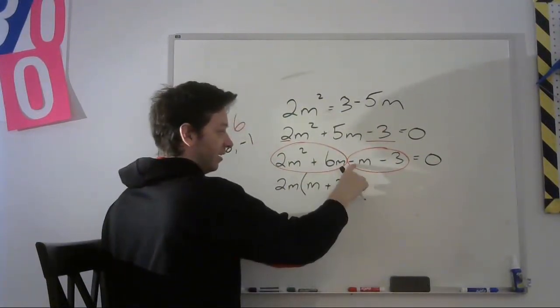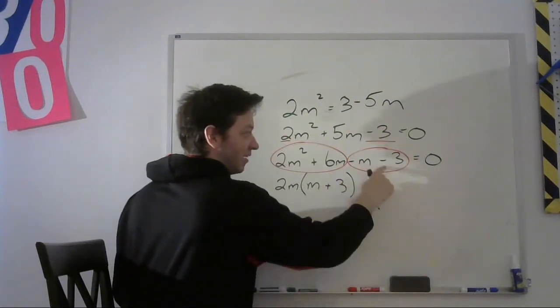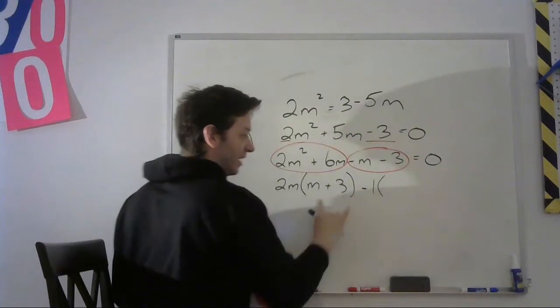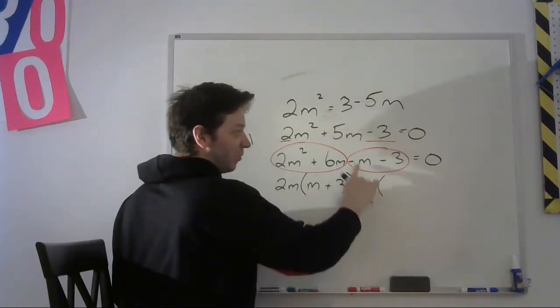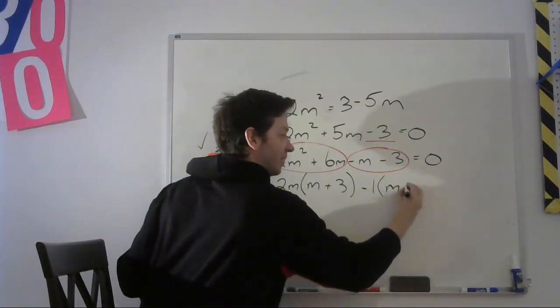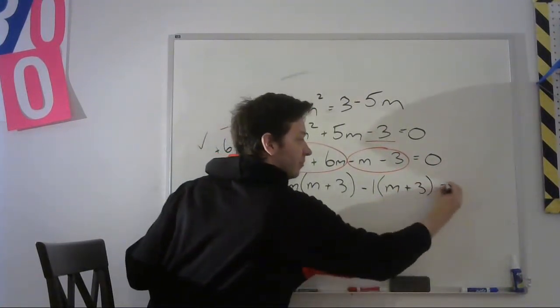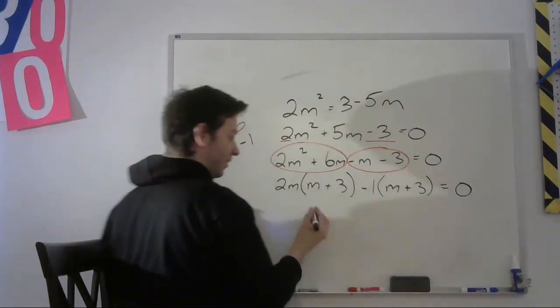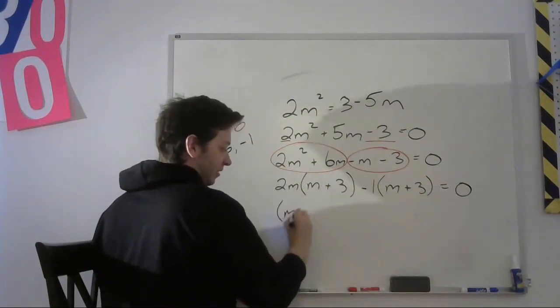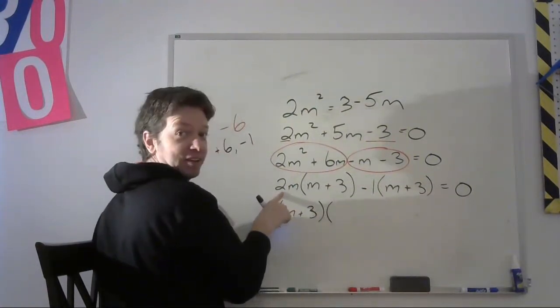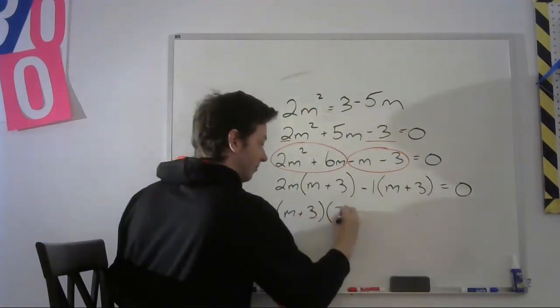Now over here, I'm going to pull out a -1, and I do that because I want to get the exact same bracket here. I don't want it minus m minus 3. So pull out a -1, and you'll have a bracket of m plus 3. Okay, then we have this bracket, m plus 3. That's our new common factor, and we're going to multiply that by what we have left over, 2m minus 1.